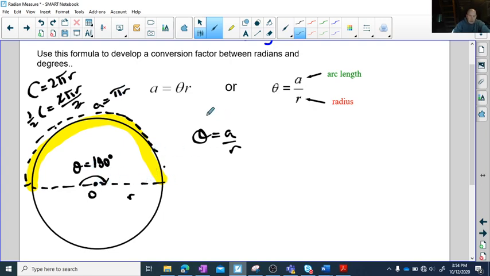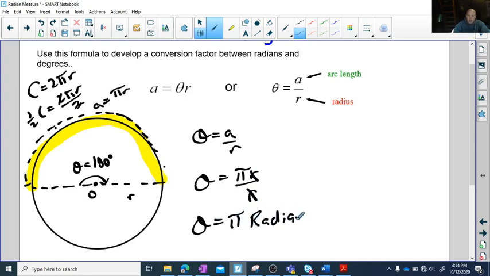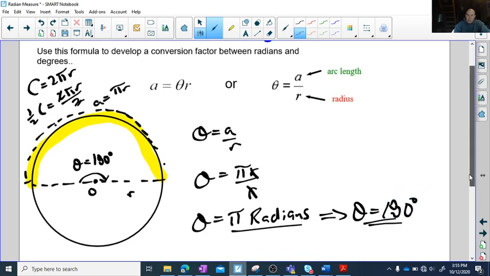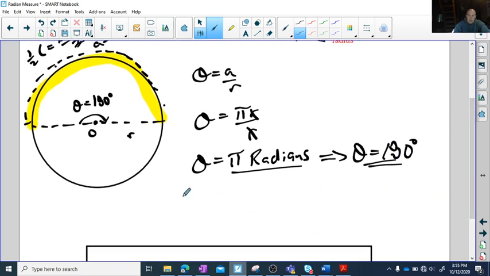So I'm going to do a calculation using this formula, filling in my arc, which is pi times r, divided by my radius, which is the letter r, and I want you to notice what happens. These two cancel out, and I have just calculated my angle to be pi radians. However, I knew before I started that that angle in degrees was 180 degrees. So we have now just established a very important connection in radian measure.